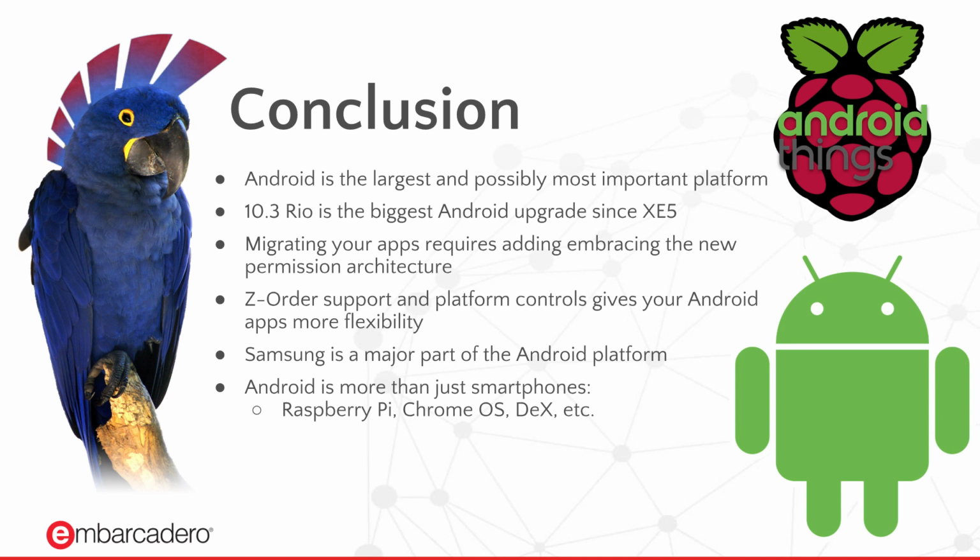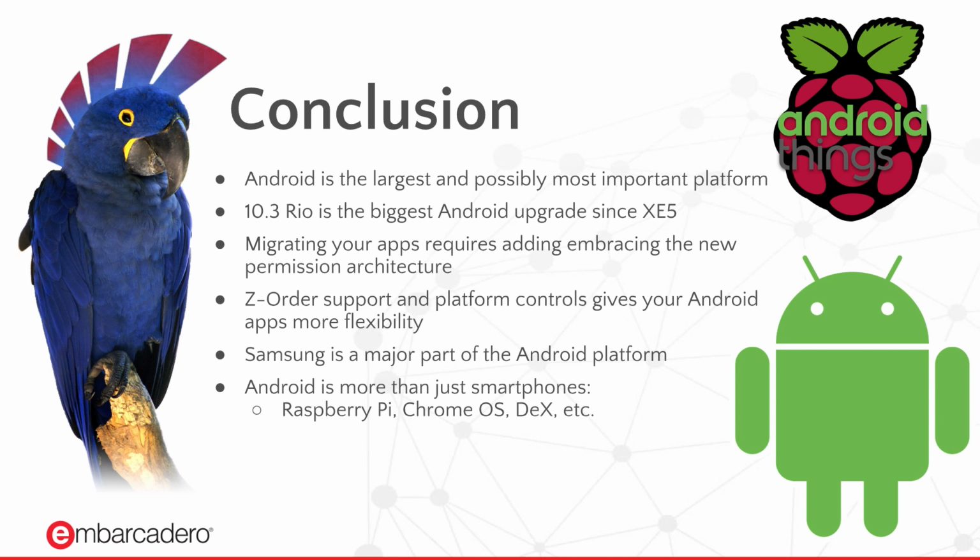Keep in mind, though, that the new permission model required by the Google Play Store, the Google Play Console, requires that you add new code. If you don't, it won't work. Okay? So make sure you go in there and add the code to support those permissions. The new Z-order support gives you additional flexibility in your Android applications. It doesn't require that you do anything. You don't have to if you don't want to. But if you want to, and I suggest you do, it does give you more flexibility.